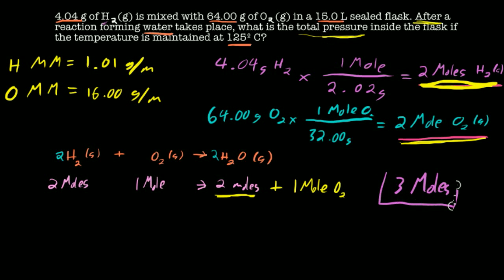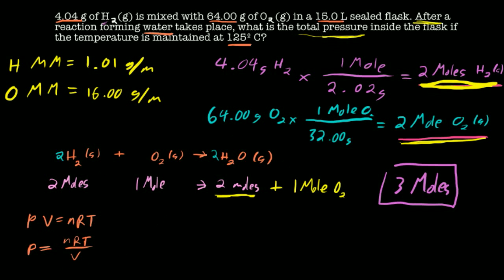So now, hopefully you can see that we're at a point where we can plug this into our ideal gas equation. I'll just write this down. We have PV equals nRT, and we are going to be solving for pressure, so I'll go ahead and solve for pressure. So P is equal to nRT over V.